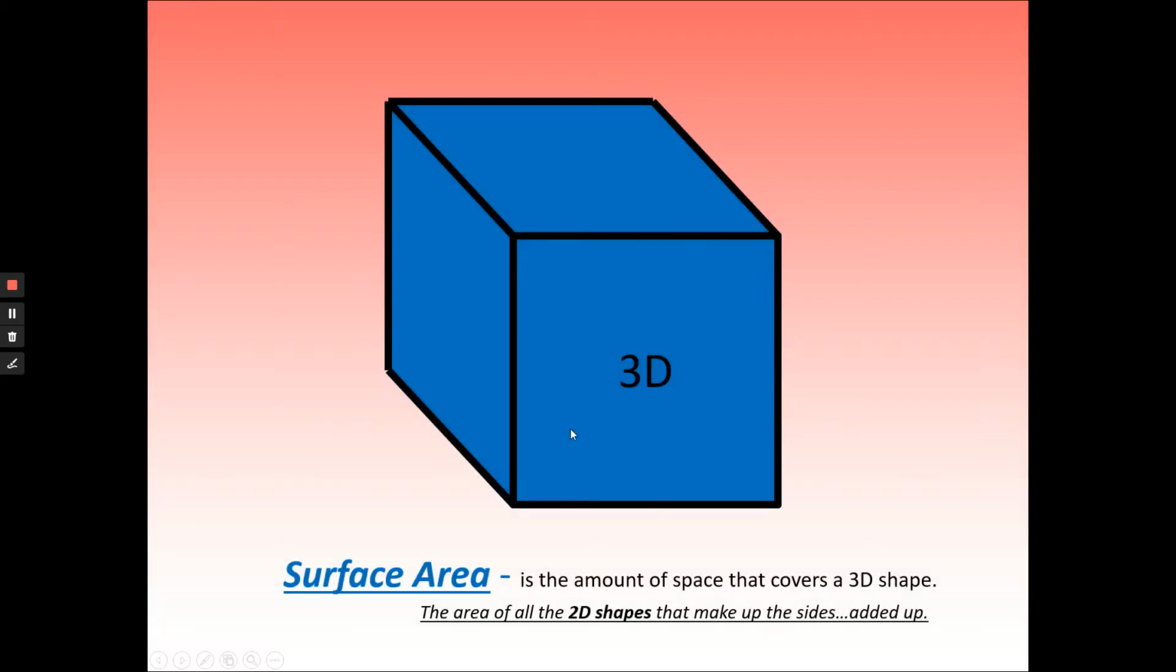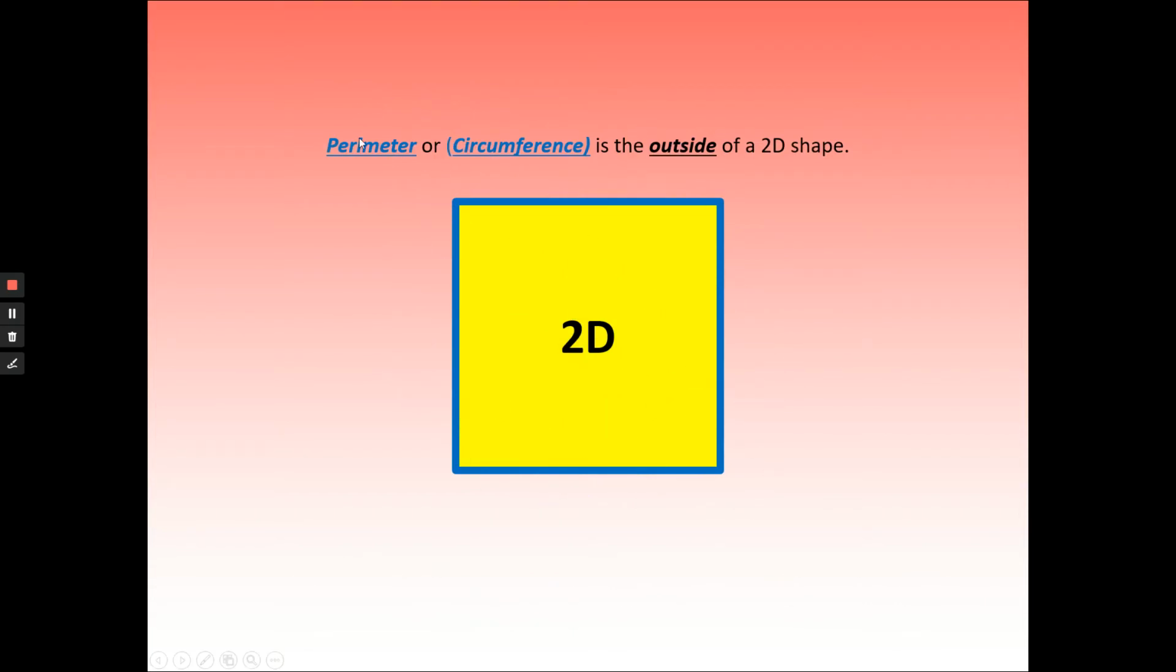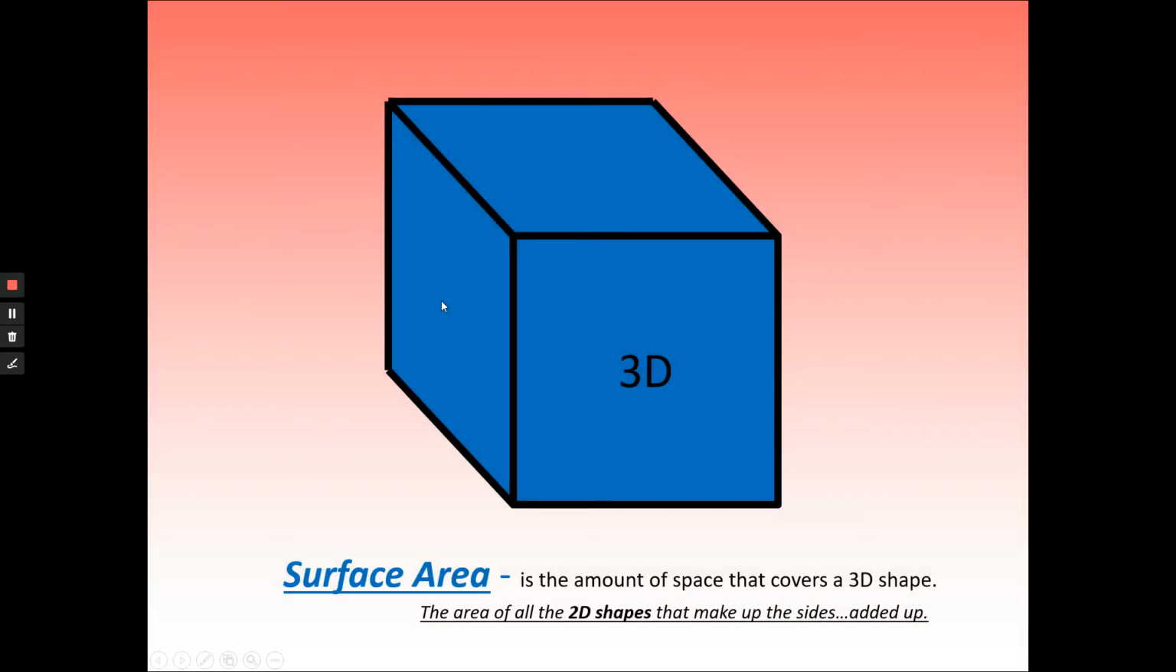What surface area is, is the amount of space that covers a three-dimensional shape. So it's the entire outside of a 3D shape. If you go back to two-dimensional shapes, perimeter and circumference were talking about the outside of a two-dimensional shape. That was more of a distance because you're only looking at something two-dimensionally. But now that you're talking about three dimensions, all of the outside is actually measured in 2D shapes.